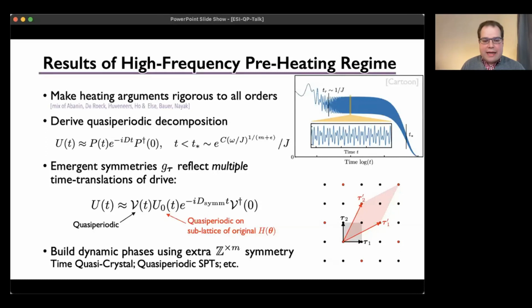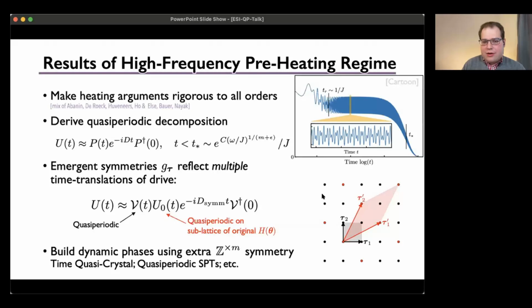But just like in the Floquet case, we can have something more exciting. We can have a different type of high frequency regime where we get new emergent symmetries. And in fact, those emergent symmetries reflect the multiple time translational symmetries of the drive. To be specific, just like in the Floquet case, we had this X operator, which was a reflection of the discrete time translational symmetry of the periodic drive. We can have a high frequency decomposition where we have an additional U operator, which is quasi-periodic, but on a different lattice than the original Hamiltonian.